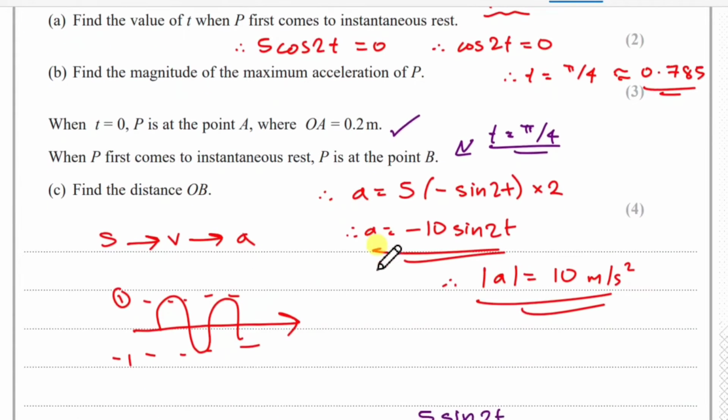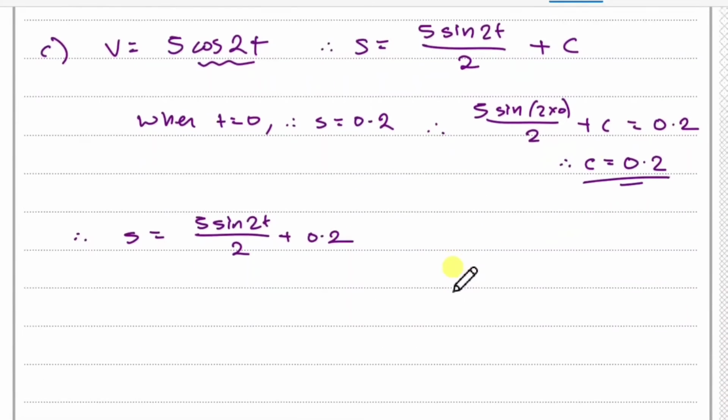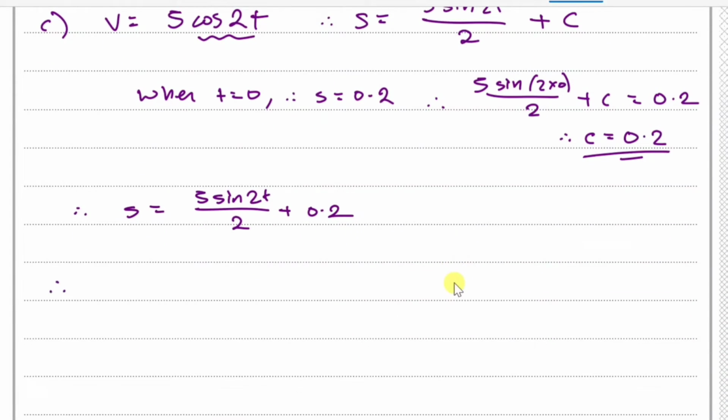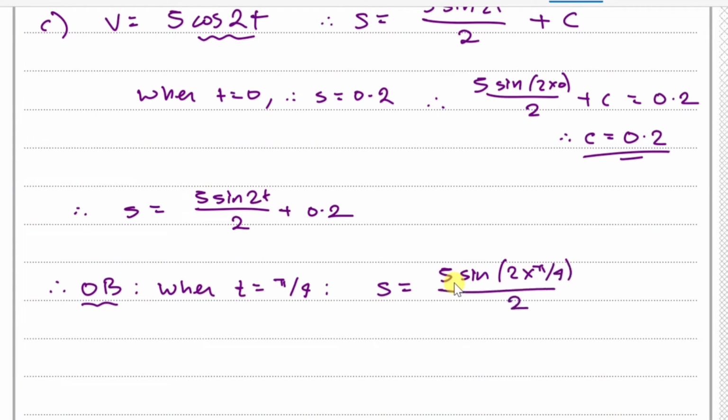Okay, cool. So all it really wants you to do is just plug in pi over 4 for t. And I think that's really it. So we say therefore for distance OB, when t equals pi over 4, just plug it in. The distance is now going to be, and then again, just plug it all in and then put in your calculator. 2 times pi over 4 over 2 plus 0.2. And I did this already, guys, and I think you should get roughly 2.7 meters. And that's it. This should cover it all.